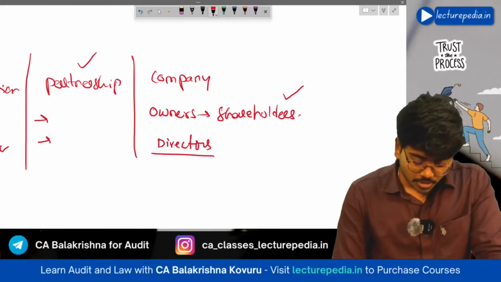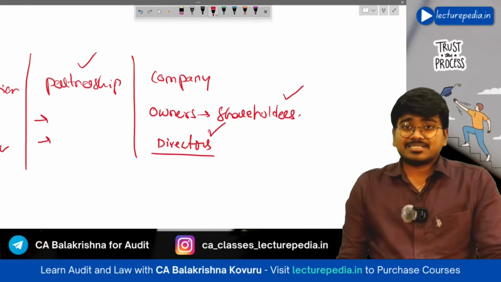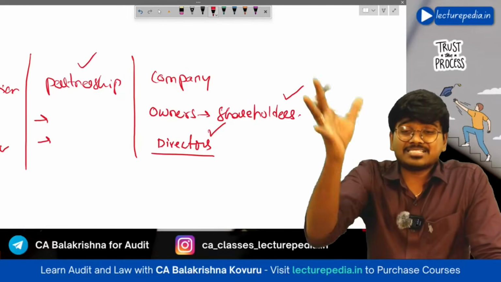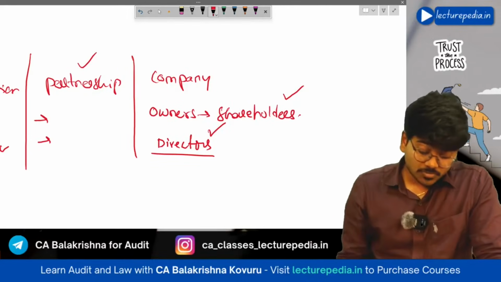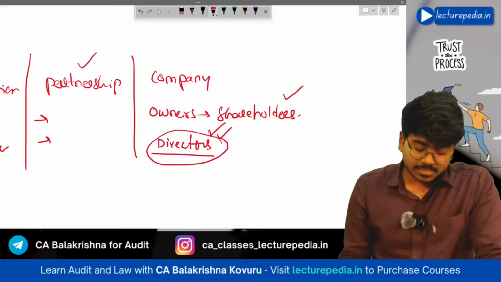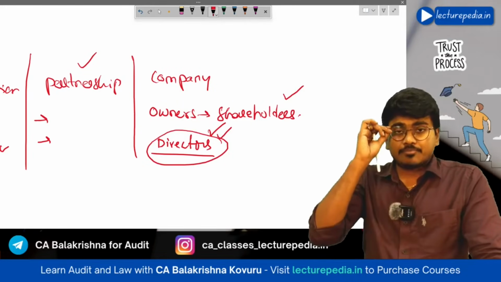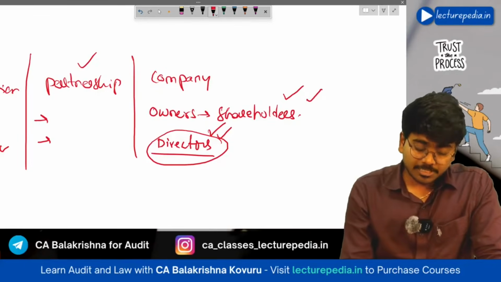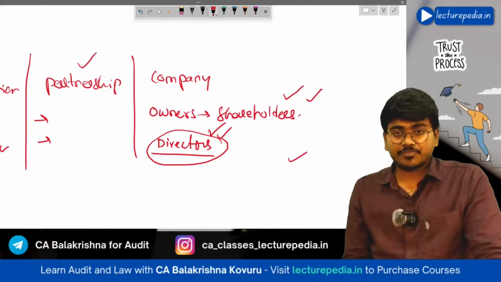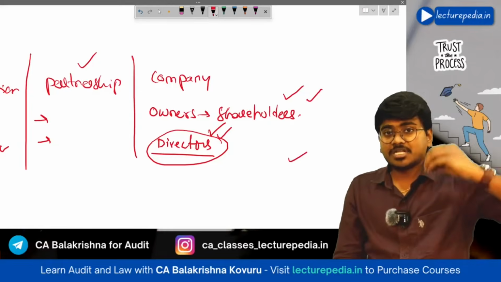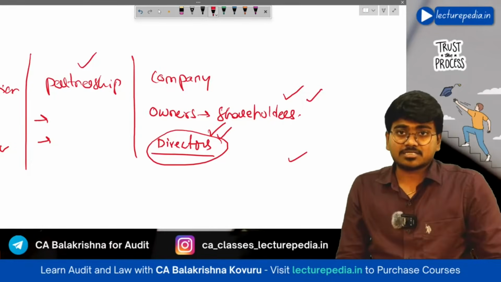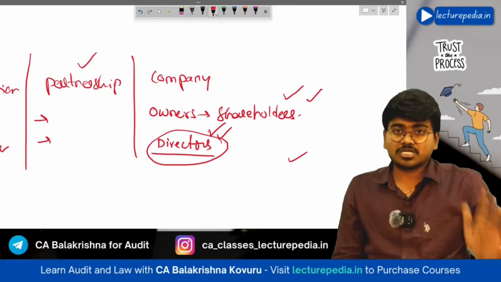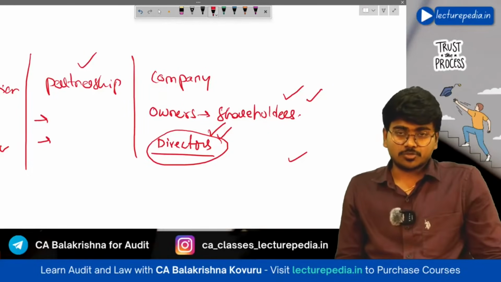So here directors are appointed by shareholders. Why? To manage the business of the company. That is the purpose of directors in case of a company. And here if you observe, in case of a company, ownership is different from management, right? The company's business is being managed by directors, whereas directors are not the owners of the company. Shareholders are the owners of the company. Hope this point is clear to you.